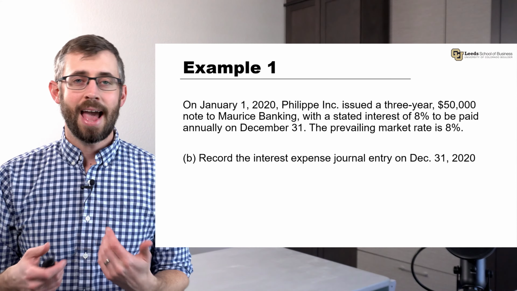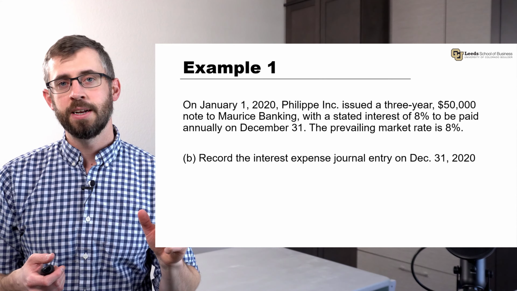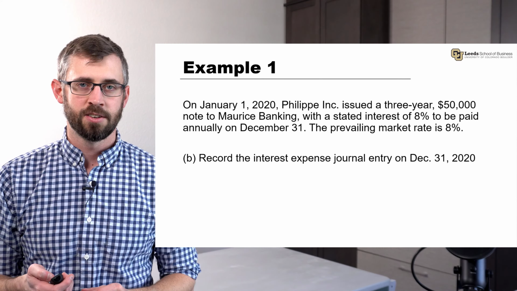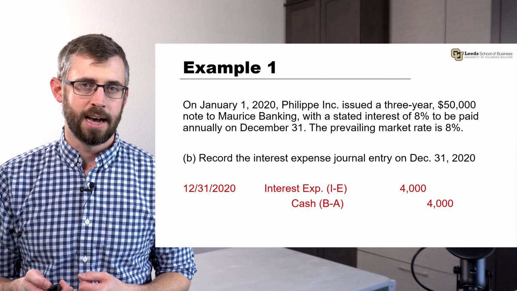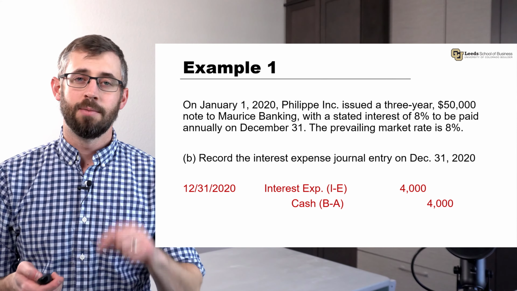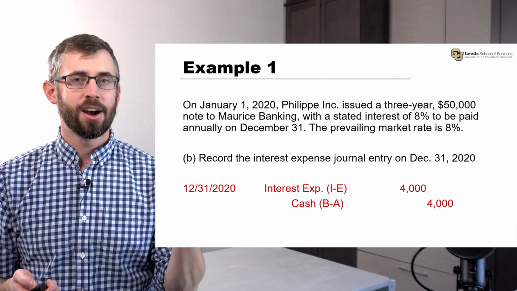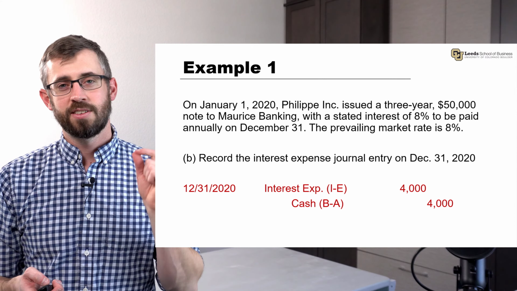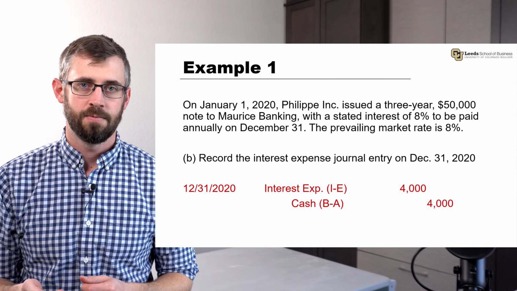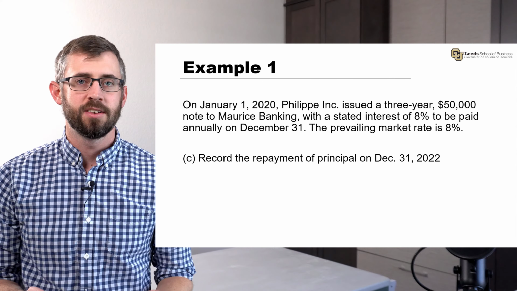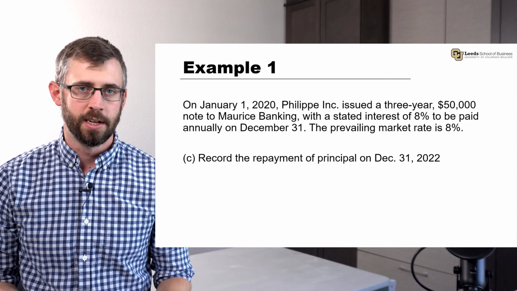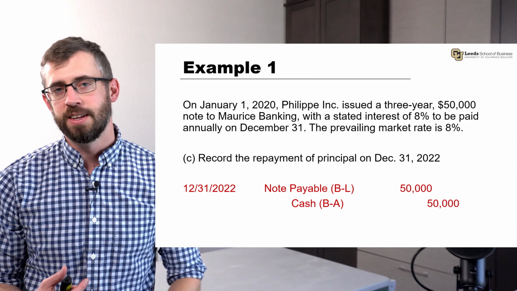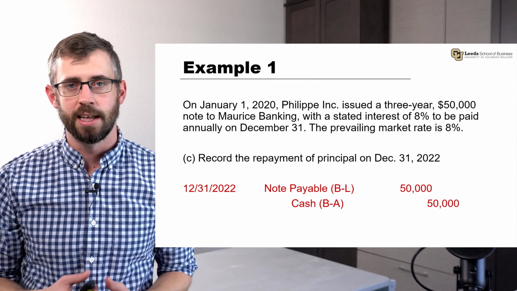Now, when we make our coupon payment here, remember our coupon payment is going to be the coupon rate of 8% times the face value of $50,000. And so we're going to make a coupon payment of $4,000. And our interest expense is going to be the market rate of 8% times the carrying value of the note, which if you remember from the last slide was $50,000. And so our interest expense will also be $4,000. Now at the end of the note, when we repay this principal on December 31st, 2022, 3 years later, we are going to pay back the face value of the note, so we'll credit cash for $50,000 and debit our note payable because we have now extinguished this liability.